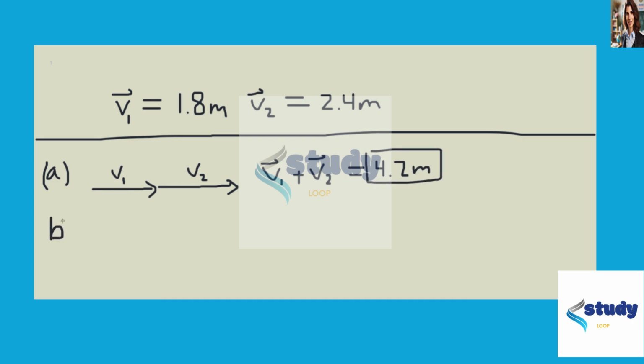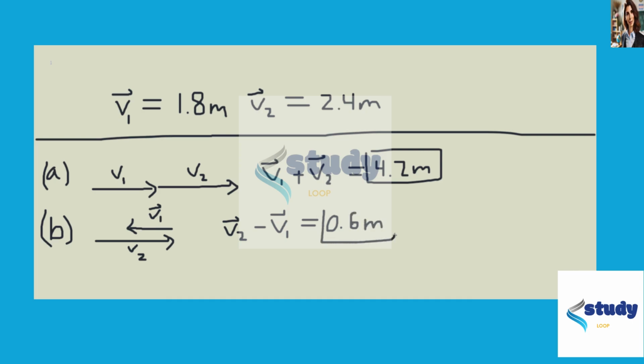For B, it wants to show how it might come out to equal 0.6 meters. Well, this happens to be 2.4 minus 1.8. So you might think that it's V2 in this direction, and then V1 in this direction. So what you end up with is V2 minus V1. And this comes out to equal a magnitude of 0.6 meters.